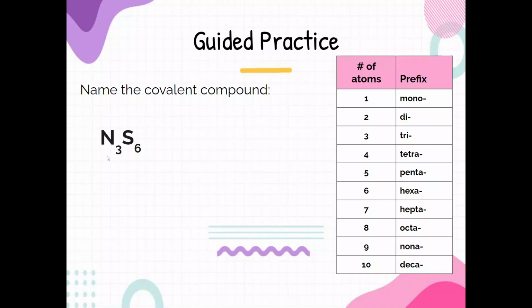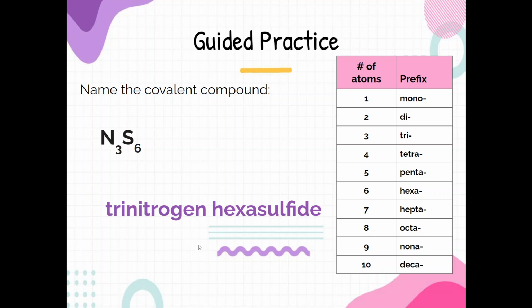Next is N3S6. Well, N is nitrogen. We have three of them, so we're going to add the prefix tri to nitrogen's name. And then S is sulfur. It's our second element, so we give it an IDE ending, so that's going to become sulfide, and there's 6 sulfurs, and so our prefix for 6 is hexa, so we'll end up with hexasulfide. So when we write all this out, we're going to get trinitrogen hexasulfide.